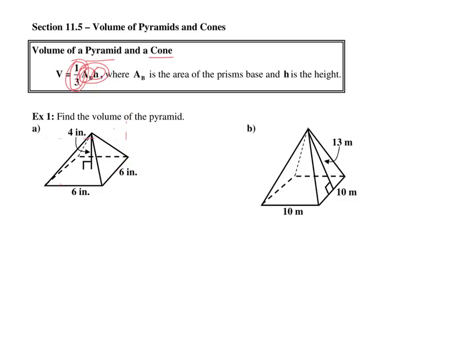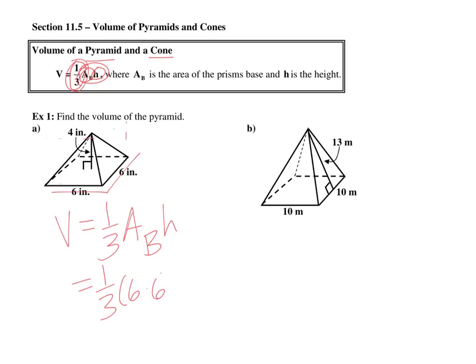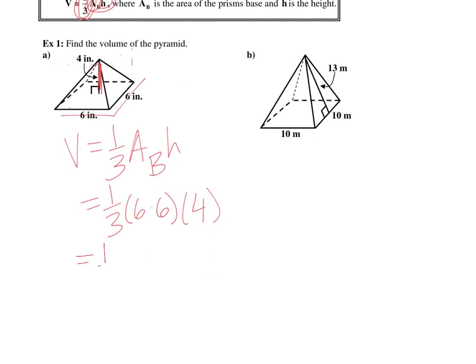Okay, so I have volume is equal to 1/3 area of base times the height. All right, so 1/3, what's the area of the base? 6 times 6. And what's the height? They give it to you, it's 4. All right, so I have 1/3 times 36 times 4. So I have 12 times 4 equals 48. That's all there is to it, and it's going to be inches cubed.